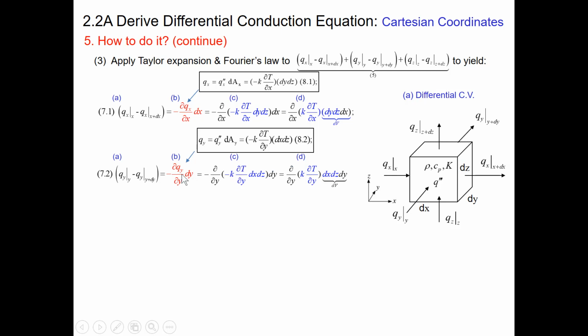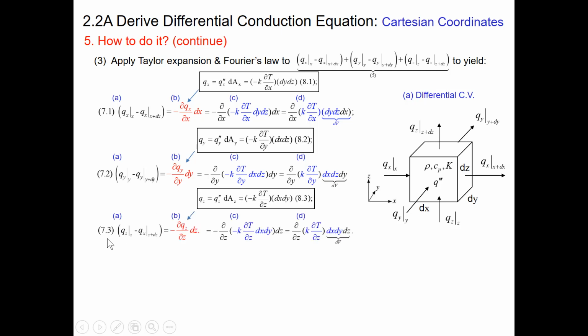C. Replace Q sub y with 8.2. Since dx dz are fixed, both can be taken out from derivative partial y to form the differential control volume dV.